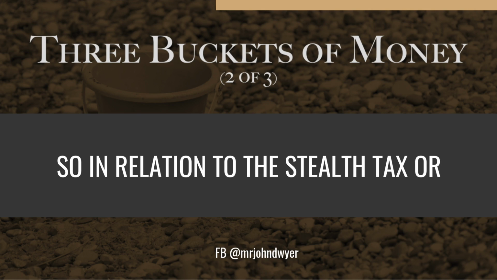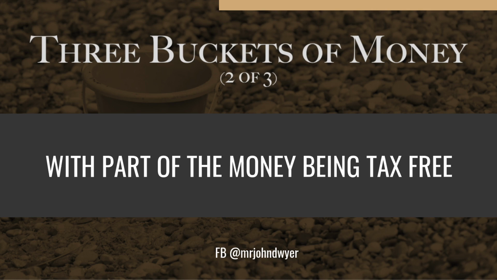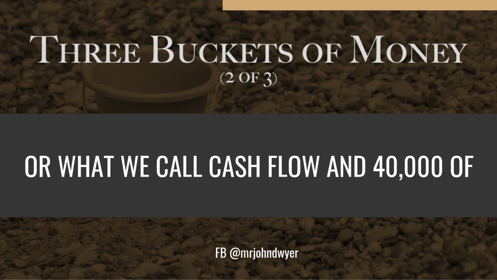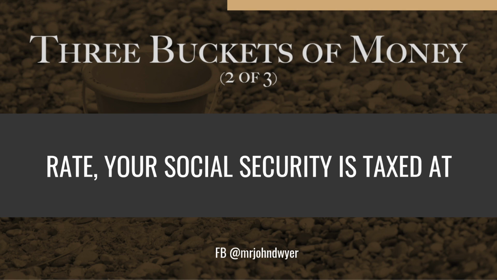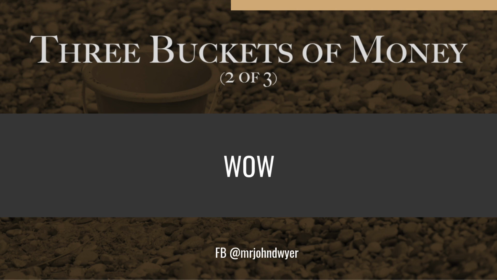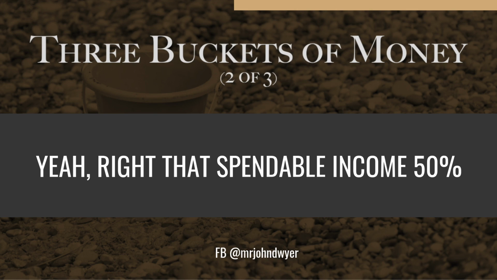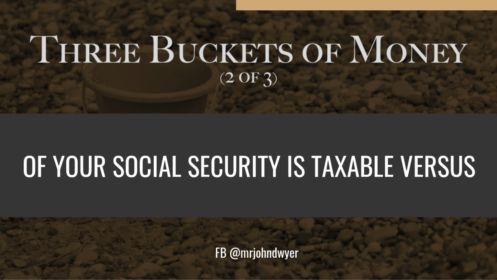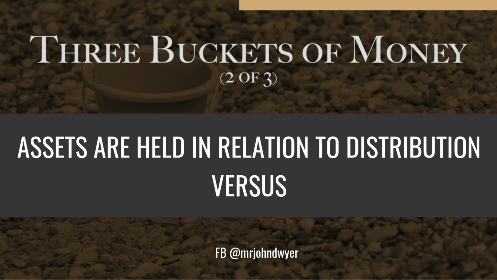In relation to the stealth tax, or what we like to call the how dare you tax, based on this, with part of the money being tax-free, or what we call cash flow, and $40,000 of it being reportable at the capital gains rate, your Social Security is taxed at 50%. So even though we have more net spendable income, 50% of your Social Security is taxable versus 85%, because of the position of where the assets are held.